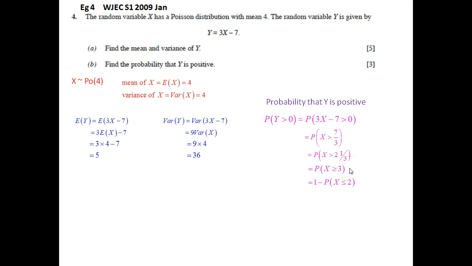So the probability that x is greater than or equal to 3, we have no tables for, so we're looking at 1 take away less than or equal to 2. Greater than or equal to 3, I need to take 0, 1 and 2 away from 1. I look it up in the tables with mean 4, and I get up to and equal to 2, 0.2381. Take that away from 1 and I get 0.7619.